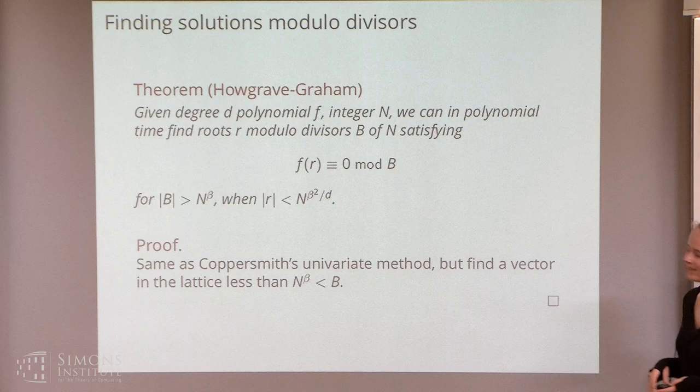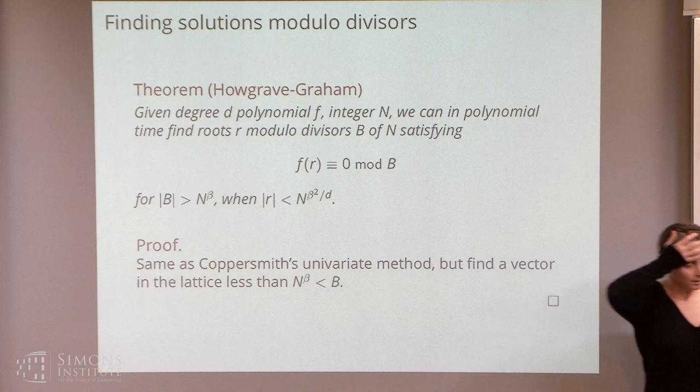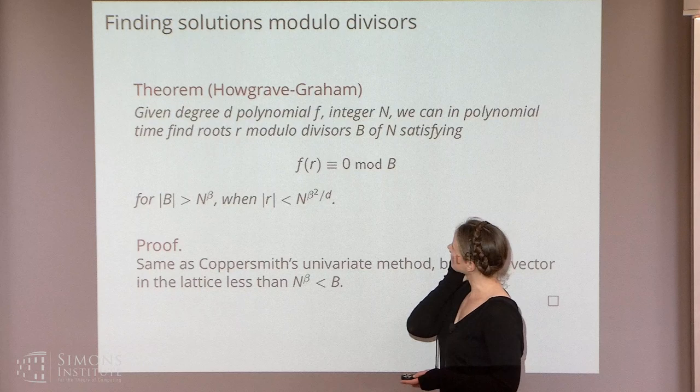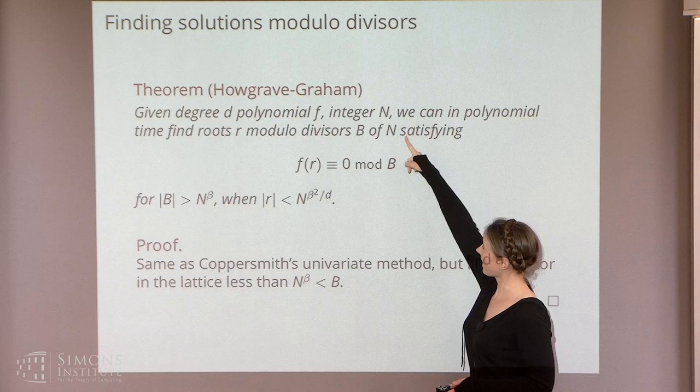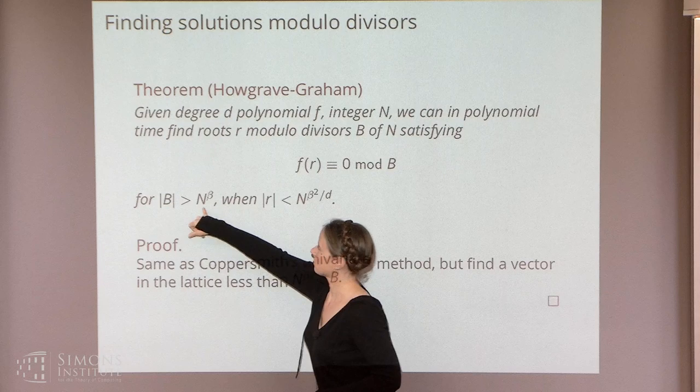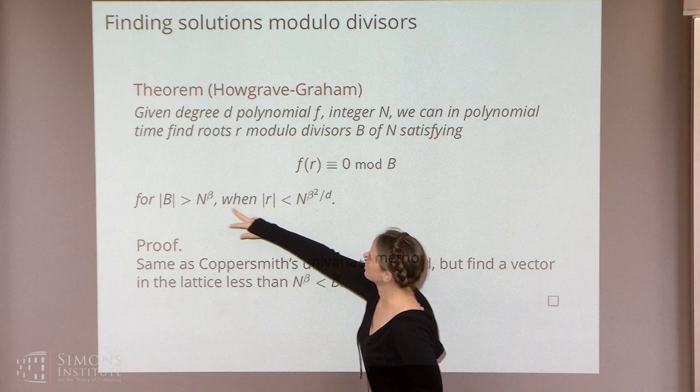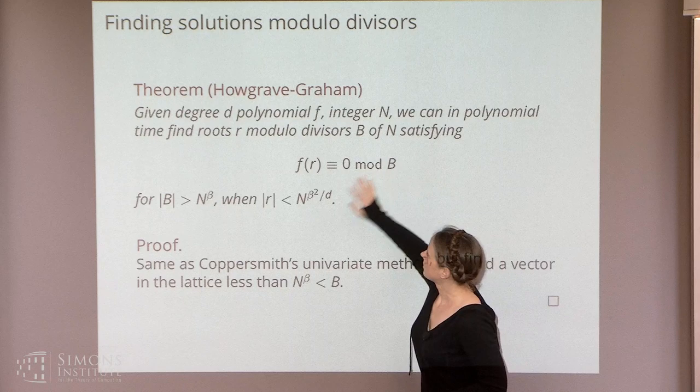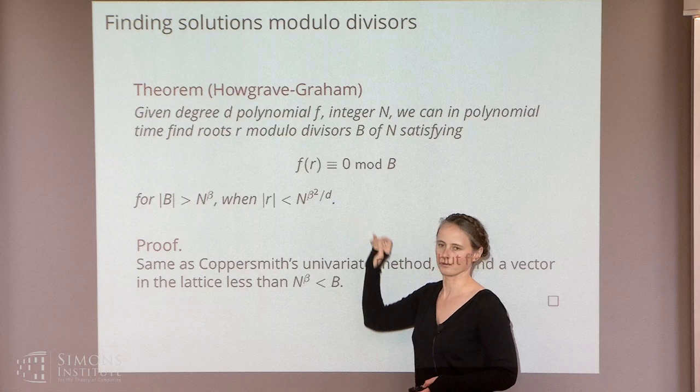Here is the question that Chris was raising, of finding solutions modulo divisors. This is just like the Coppersmith version, but we have some polynomial and some integer n, and instead of finding solutions mod n, we want to find solutions mod a divisor b of n. We want to find all the roots r such that f of r is 0 mod b, for b dividing n, and b larger than n to the beta. I should have said beta is between 0 and 1; that's also an input here. Then we can find these roots when they are less than n to the beta squared over the degree.